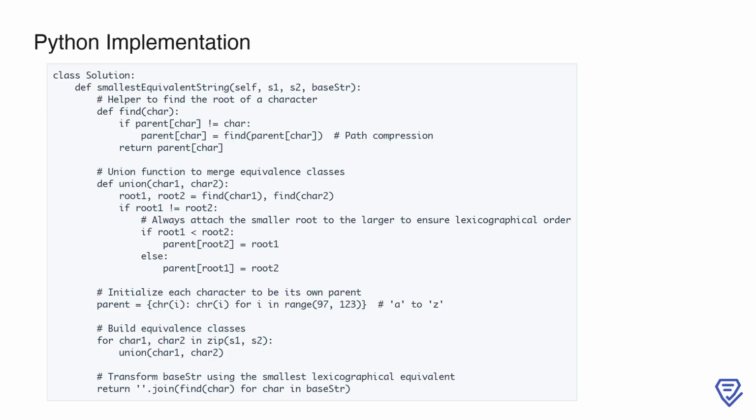The union find operations are nearly constant time due to path compression, making the overall time complexity O(n + m), where n is the length of S1/S2 and m is the length of base str. The code handles edge cases such as when characters in base str have no mappings explicitly. This solution is concise, efficient, and adheres to the problem's requirements.